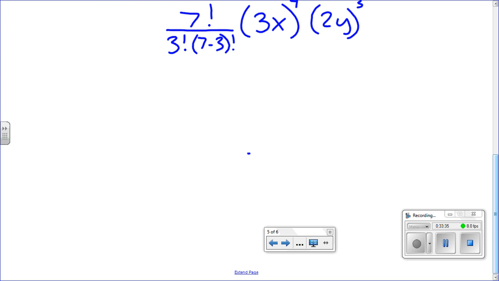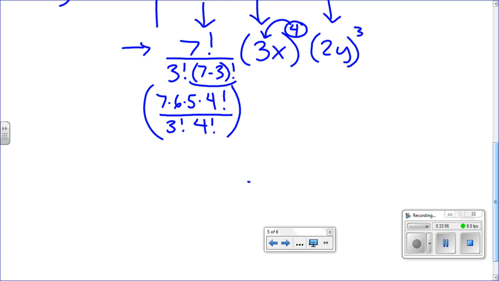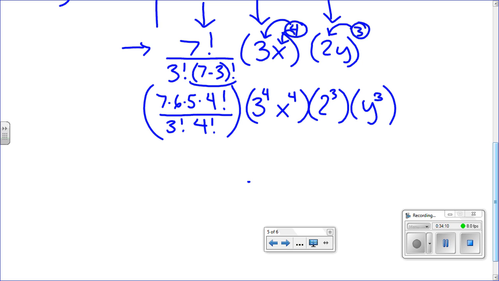Okay, so for 7 factorial, that will be 7 times 6 times 5 times 4 factorial. On the bottom, I have 3 factorial, and 7 minus 3 is 4, so 4 factorial. This is the binomial coefficient. Then we have to distribute the exponent to the 3 and to the x, so 3 to the 4th power, x to the 4th power. Here we do the same: 2 to the 3rd power, y to the 3rd power. For the binomial coefficient, I can cancel the 4 factorial. Also, 3 factorial, 3 times 2 is 6, so I can cancel it with that 6. So I get 7 times 5 is 35. That's my binomial coefficient.